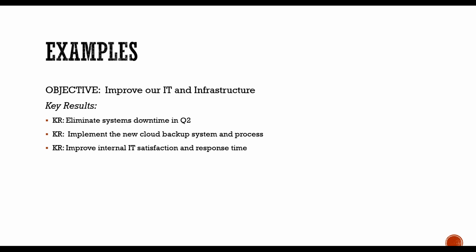Another key result is implement a new cloud backup system and process. To improve our IT infrastructure and move towards the latest available tools, implement a new cloud backup system process so that it improves our IT infrastructure. And also if anything fails, the cloud backup will be there. Also improve our internal IT satisfaction and response time. It also tells about if any ticket has been raised, how fast you responded and how fast you resolved the issue. So these are used to meet the objective of improving our IT infrastructure.